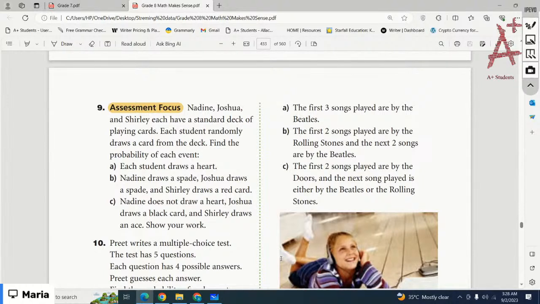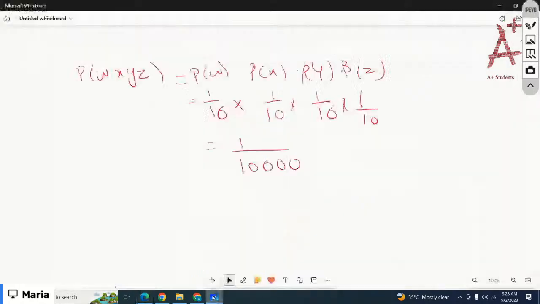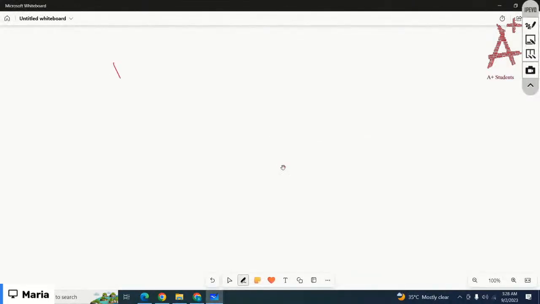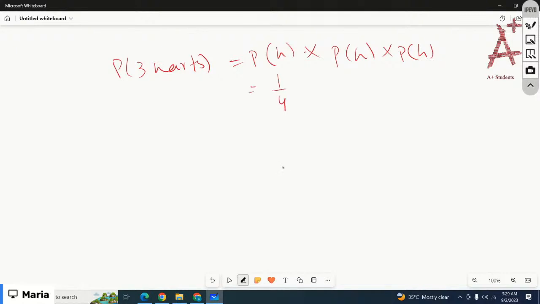Each student draws a heart. That means they all have a heart. It would be the probability of three hearts: the probability of heart times the probability of heart times the probability of heart, right? So you have a total of 52 cards. 13 of them are hearts, right? So it would be 13 over 52, which is 1 over 4, times 1 over 4 times 1 over 4. So 4 times 4 is 16, and 16 times 4 is 64.